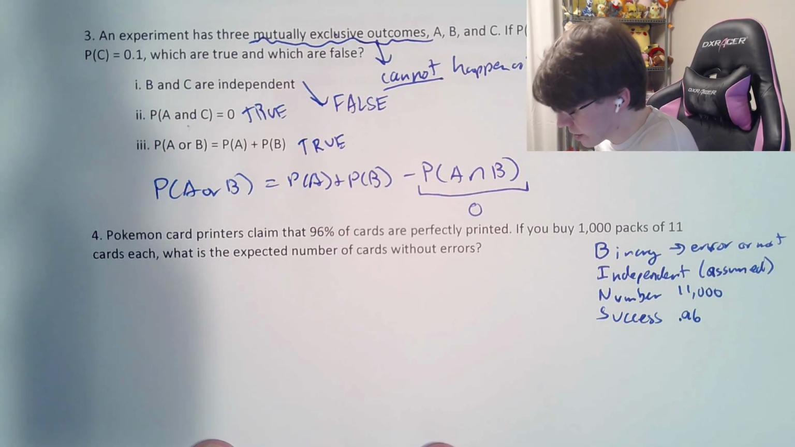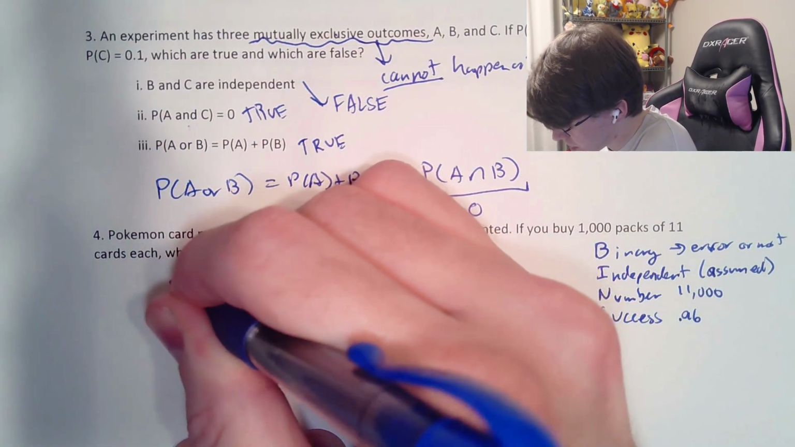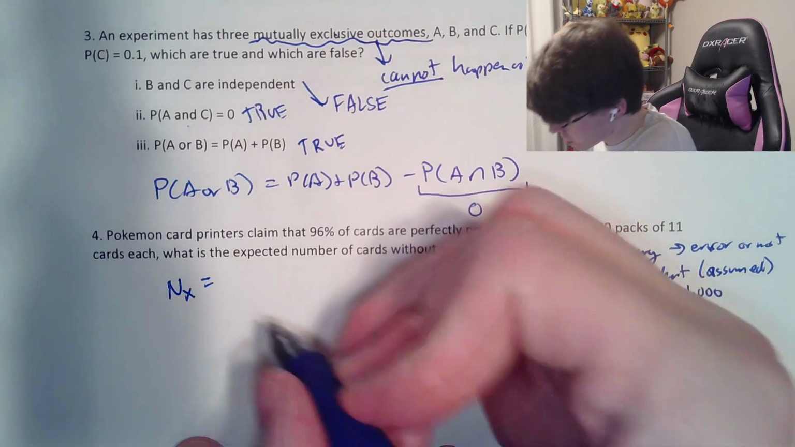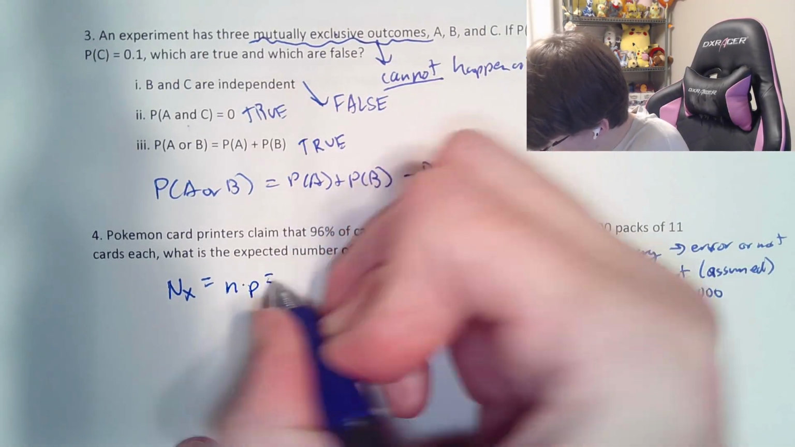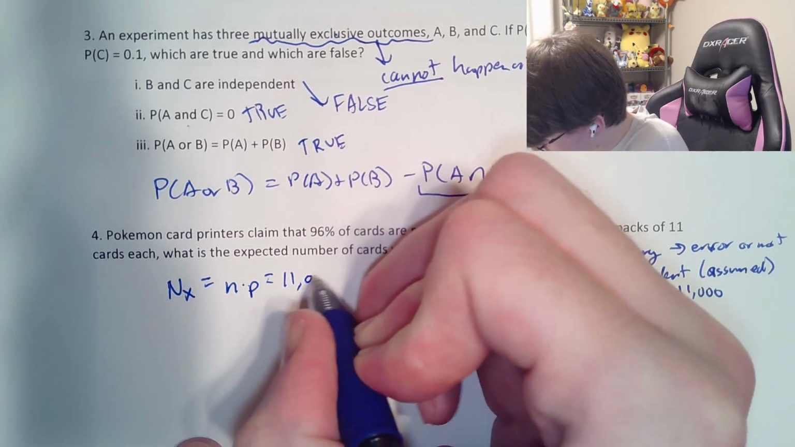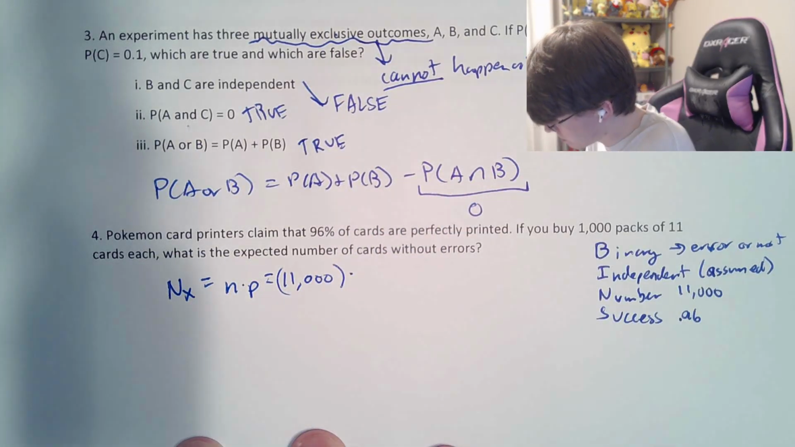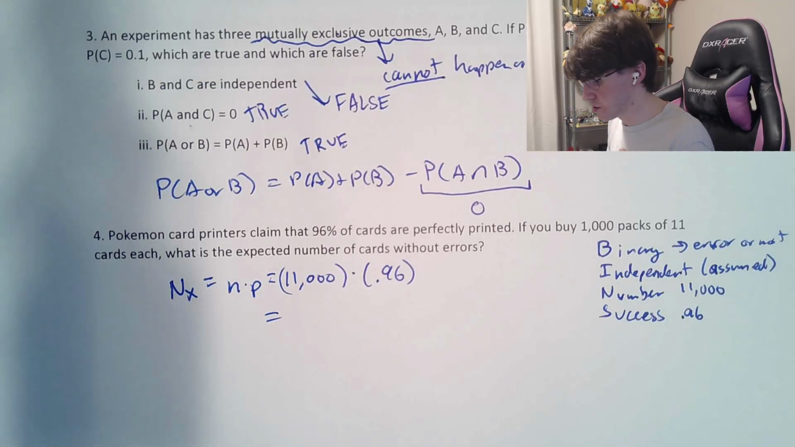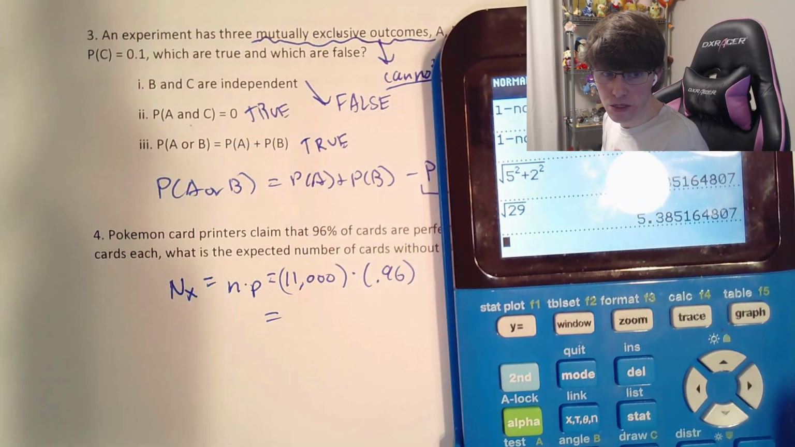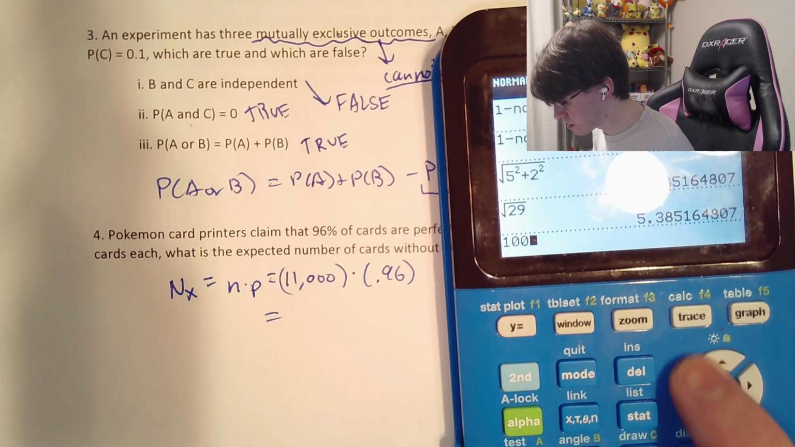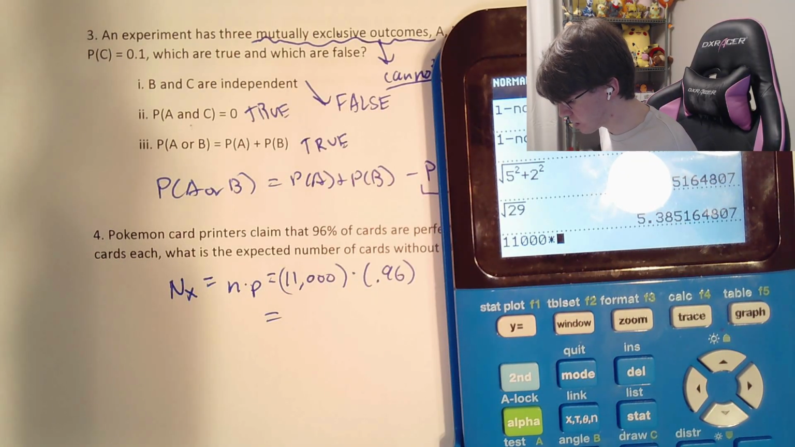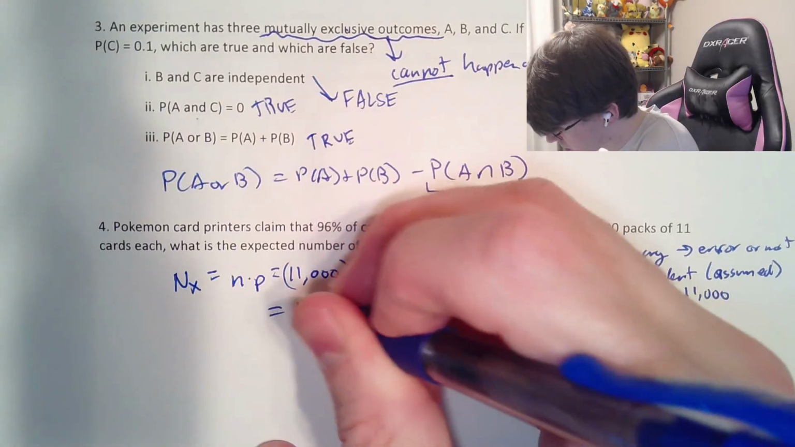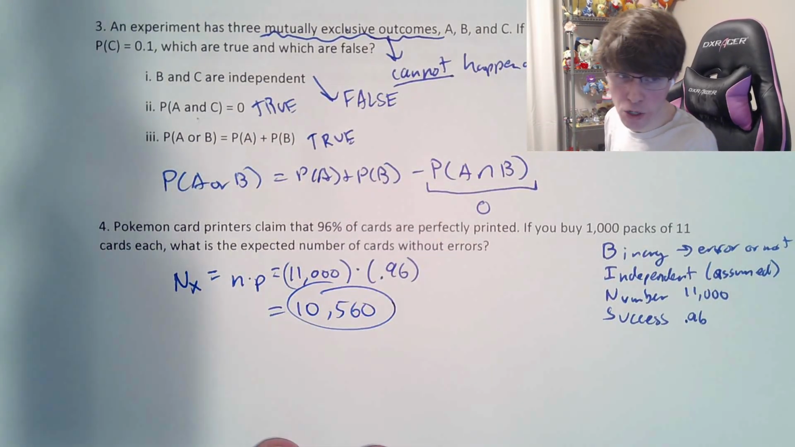So yes, and like I said, the expected value for a binomial situation is just going to be a nice, easy n times p. So in this case, we have 11,000 multiplied by our success chance of 0.96, and that's all you do. You just multiply those two things together, and you're done. So we got 11,000, I missed a zero there, times 0.96, and we have 10,560. Boom. We're done with that one.